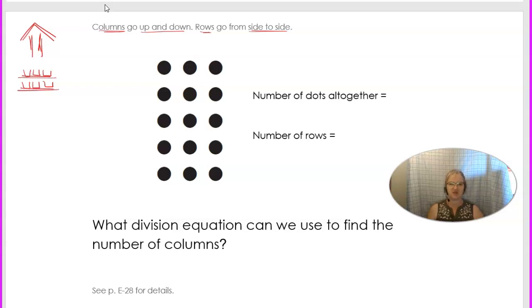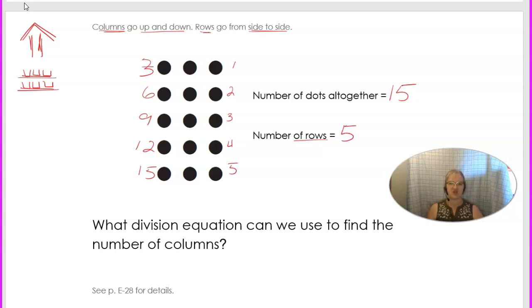So how many dots are there all together in this picture? Well, let's count by threes, and we'll count the rows that there are. 3, 6, 9, 12, 15. So there's 15 dots all together. What is the number of rows? Well, we have 1, 2, 3, 4, 5 rows.